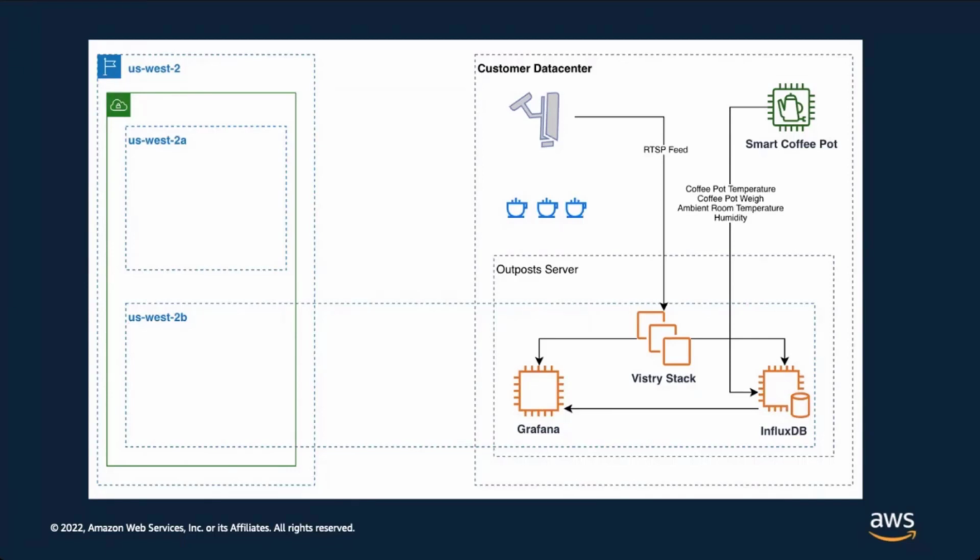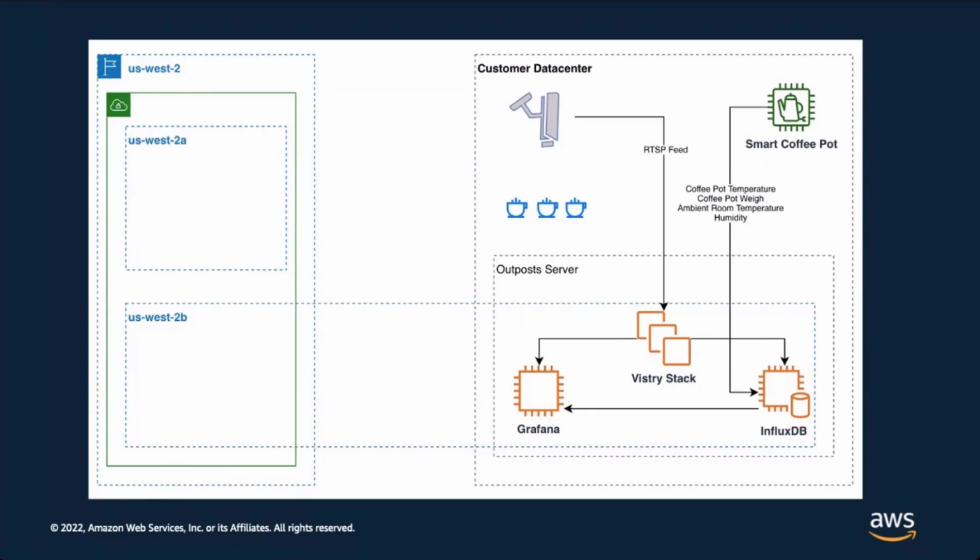So from what we talked about earlier, this Outpost server connects back to this region. That's always connected over what we call the service link. And then everything that's happening from the camera, from the coffee pot, down to the Outpost server, that's going over that local network interface, or that LNI.